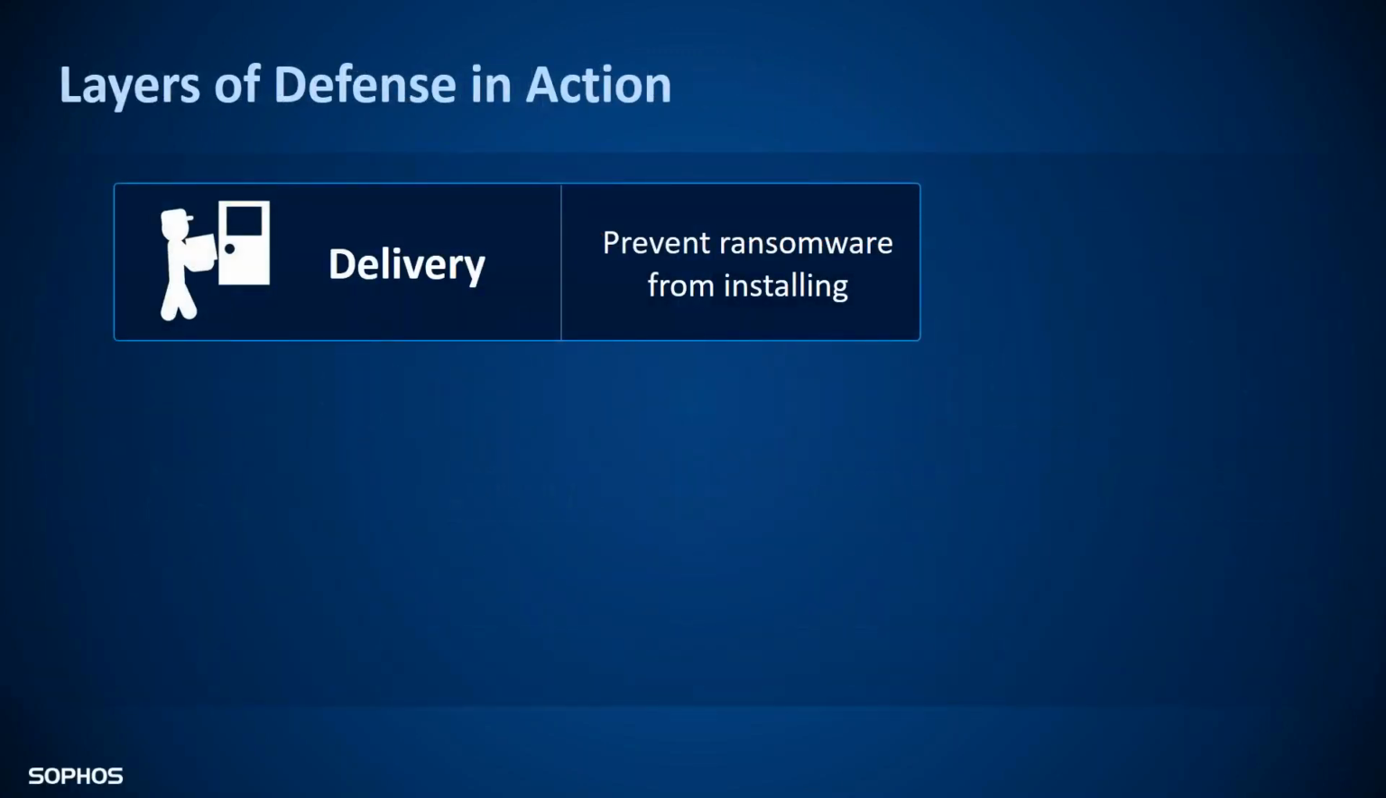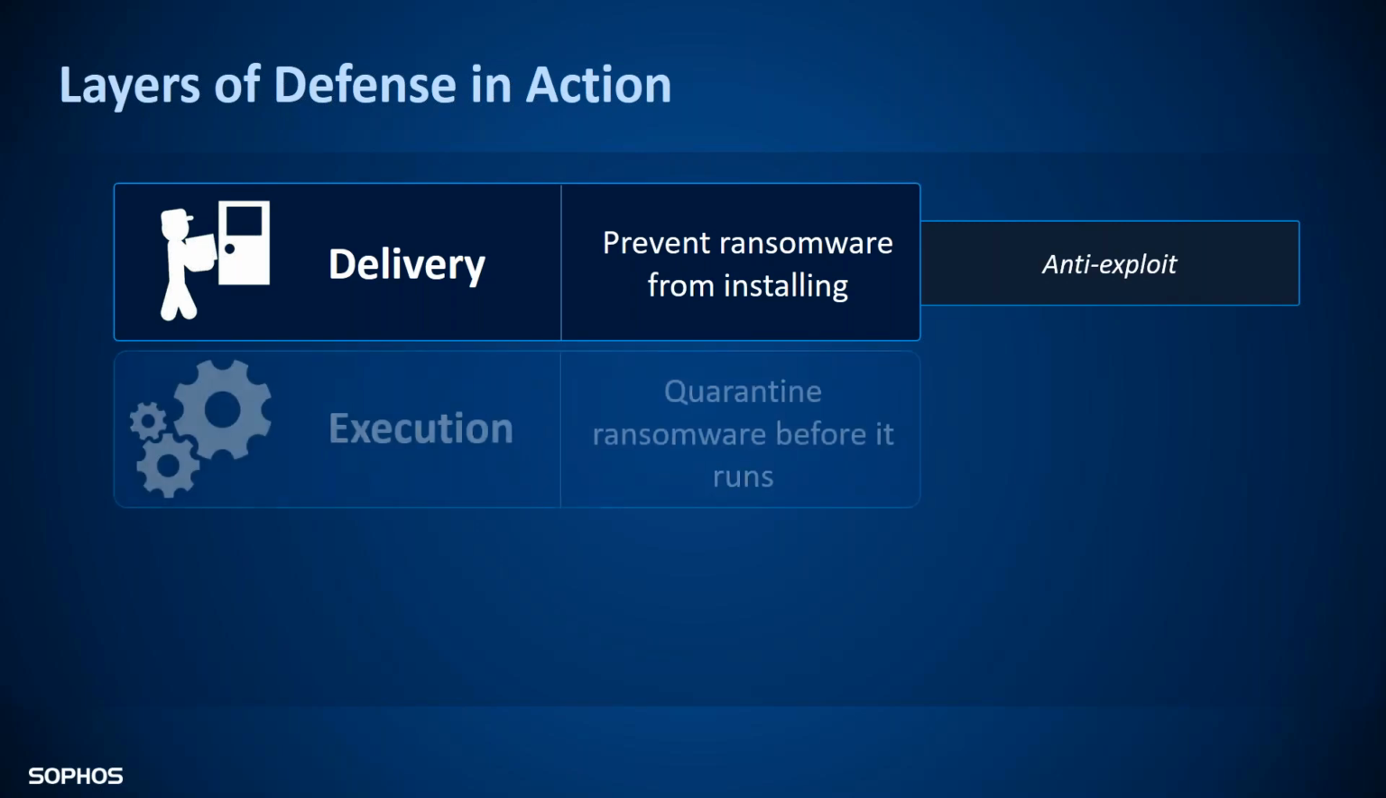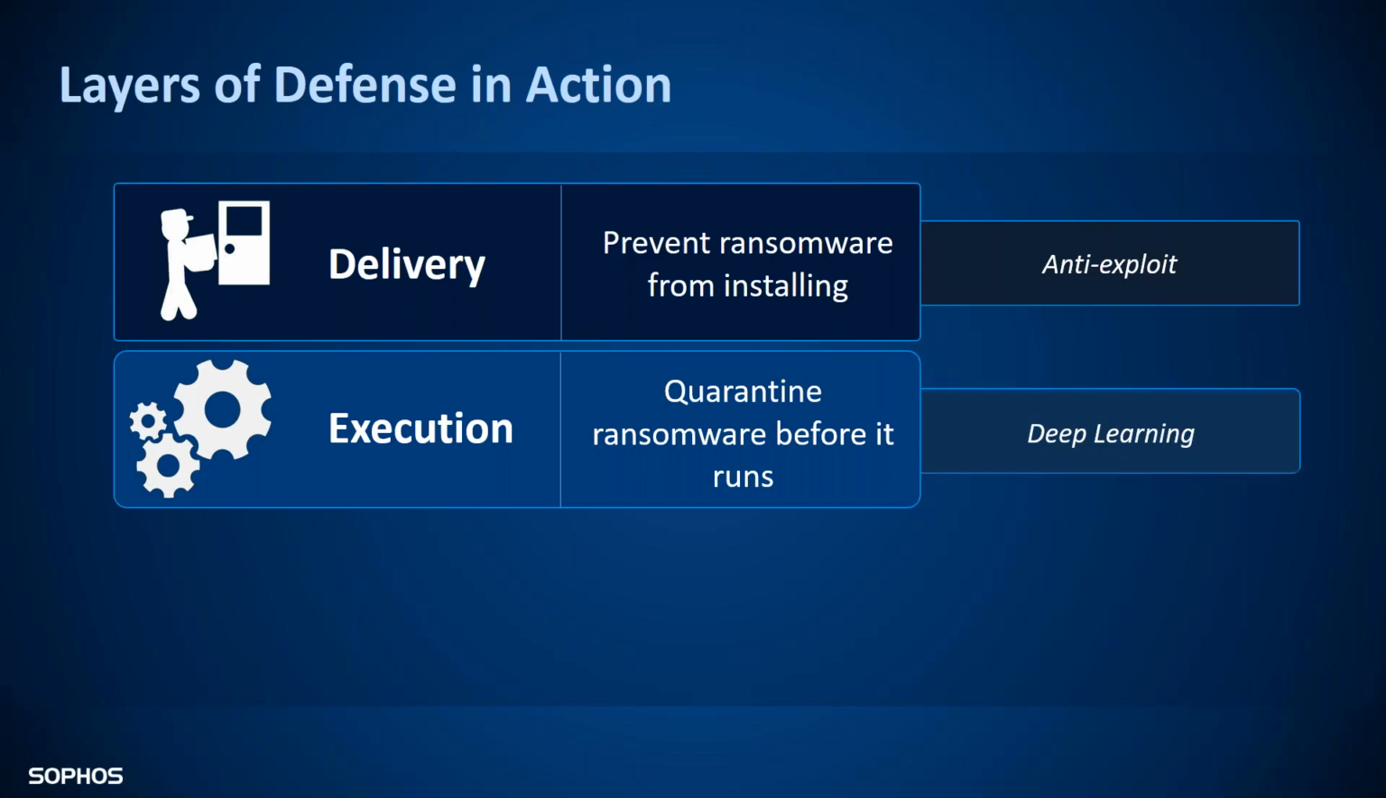So these are the layers of defense in action. First off, there's delivery. How do we prevent the ransomware from installing? Well, that's where we try to block that delivery from happening through the known anti-exploits that are out there. Then to keep from execution, if it is somehow able to pass that anti-exploit, if it is able to get delivered, we want to stop it before it has the opportunity to do any execution. We want to quarantine that ransomware before it runs. And that's where the deep learning engine comes into play.